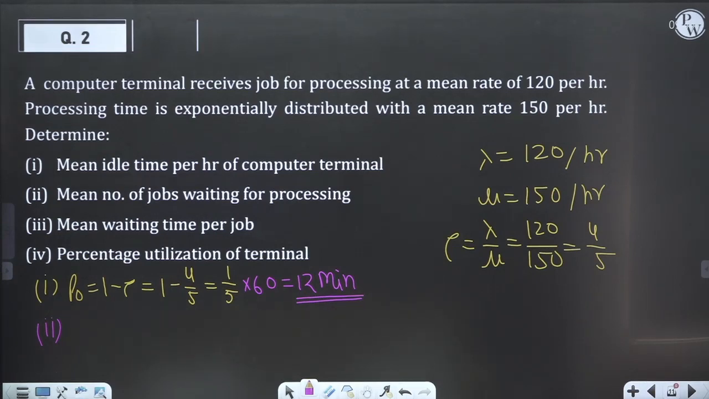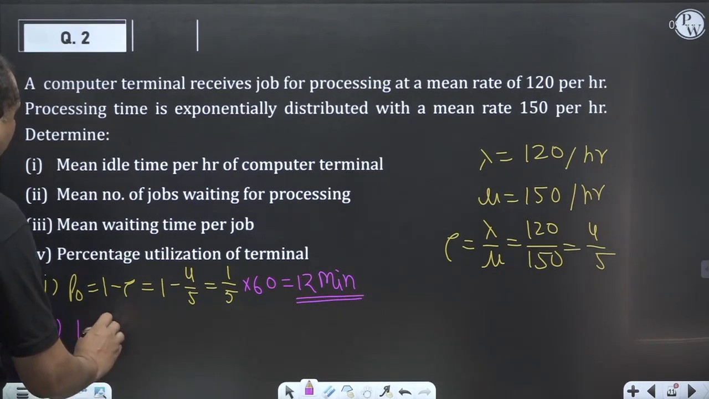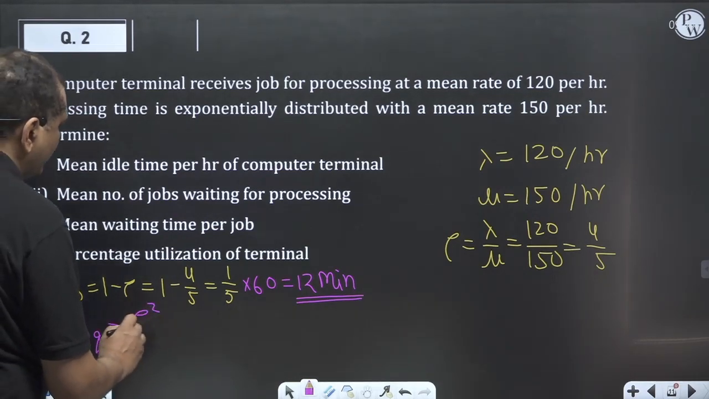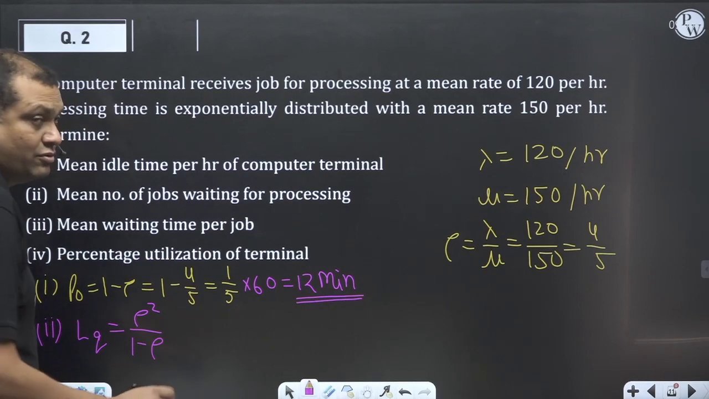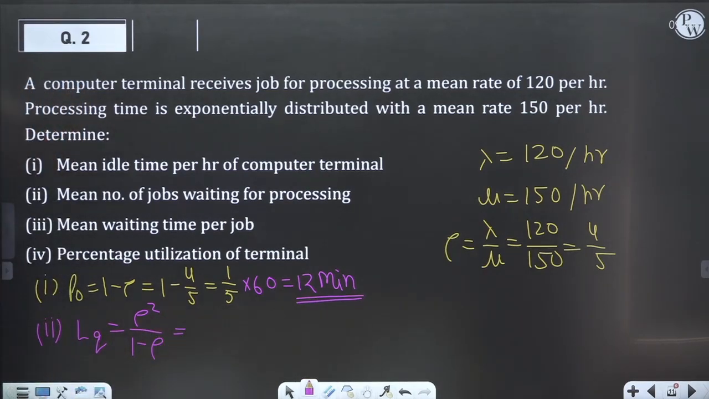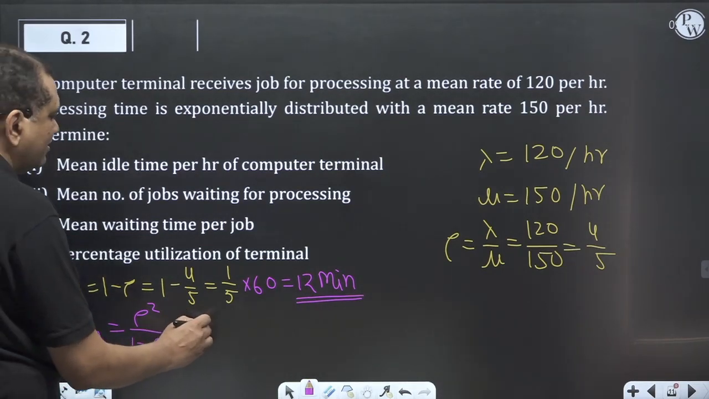Mean number of jobs waiting for processing. It is nothing but the length of queue. It is nothing but rho square divided by 1 minus rho. We have proven this formula. So rho is given, you can find out. This answer is 3.2.